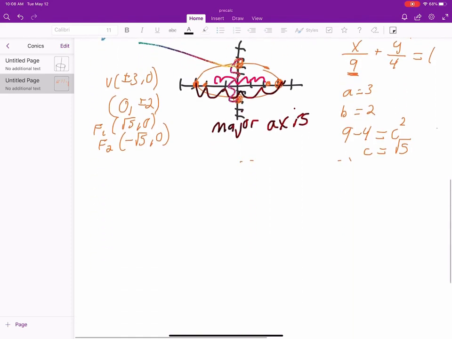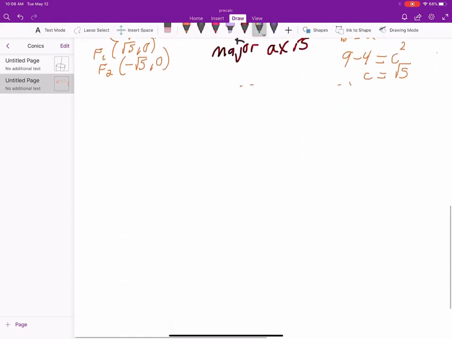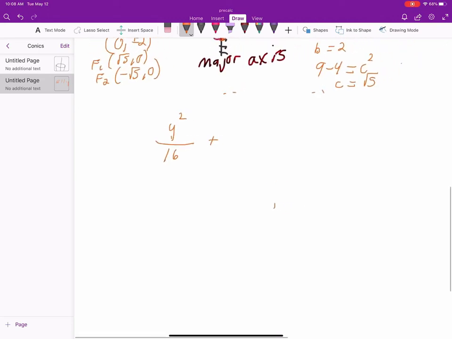Let's try another one. So this time, let's lead out with a y squared. So we're going to go y squared over 16, okay, plus x squared over, we'll go with 9, I guess, equals 1. Okay, now it's always equal to 1 in the standard form. The general form is not quite that way.